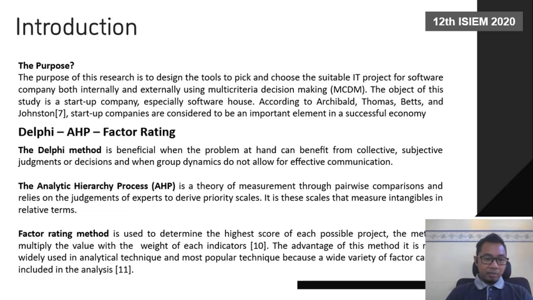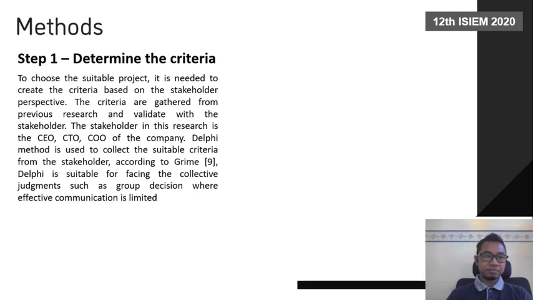Then, the factor rating method is used to determine the highest score for each possible project. The method multiplies the value with the weight of each indicator. The advantage of this method is that it is the most widely used analytical technique and the most popular because a wide variety of factors can be included in the analysis.